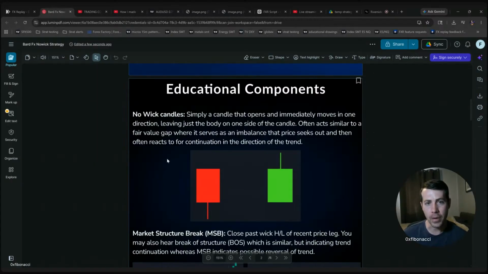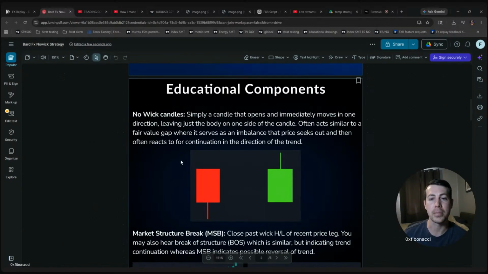So what exactly are no-wick candles or wickless candles? You can use either one. It's really a candle that as soon as it opens, it just immediately goes one direction and leaves no wick, literally, on one side of the candle, whether it's a bearish candle or a bullish candle. And I've actually started to see a few different traders using these candles as draws, like magnets to draw price back into.